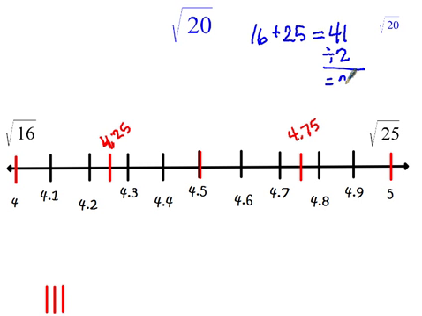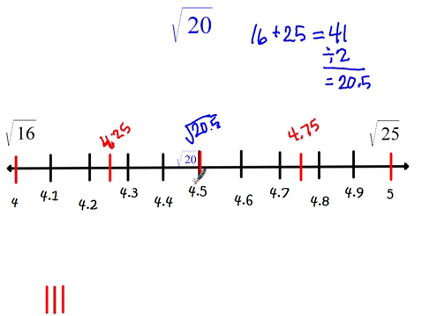That's going to give me 20.5. That means that the square root of 20.5 is here at my halfway mark at 4.5. Now square root of 20 is really close to 20.5. So I know that my square root of 20 is going to be really close to that. Not exactly, but really close.